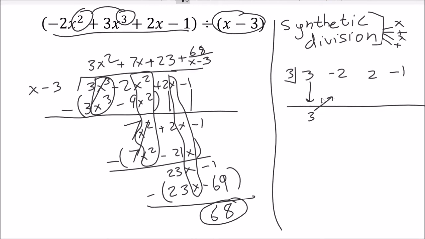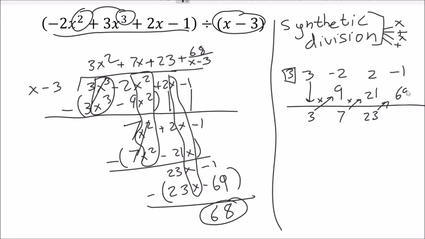Then we're going to multiply. What are we going to multiply by? We're always going to multiply by the number in the box. So times 3. 3 times 3 is 9. Then we're going to do addition, just like back in elementary school. Like I'm talking first grade style, y'all. So -2 plus 9 is 7. Then we're going to multiply 7 by 3 and get 21. So multiply, add. It's time to add. 2 plus 21 is 23. And then we're going to multiply by 3.